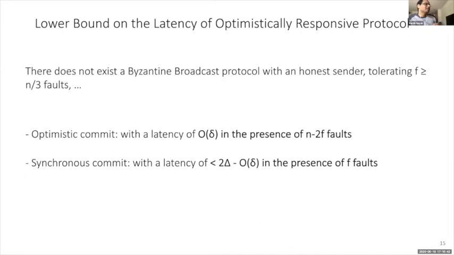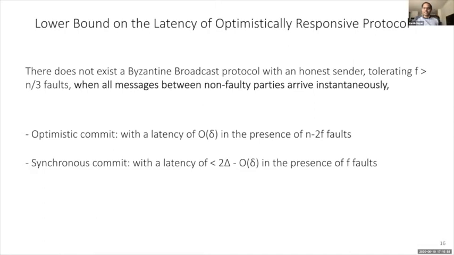This cannot exist in conjunction with the synchronous commit, which has a latency of 2 delta minus order delta when you're tolerating a minority corruption. And we claim that this should hold even when all messages between all non-faulty parties arrive instantaneously. So in that sense, I'm giving you the best possible network that can exist. And even in that network, we are saying that these two latency rules cannot coexist at the same time.